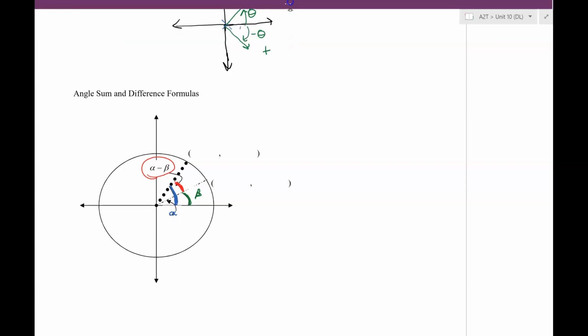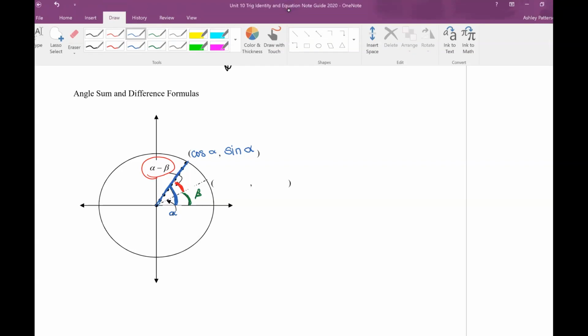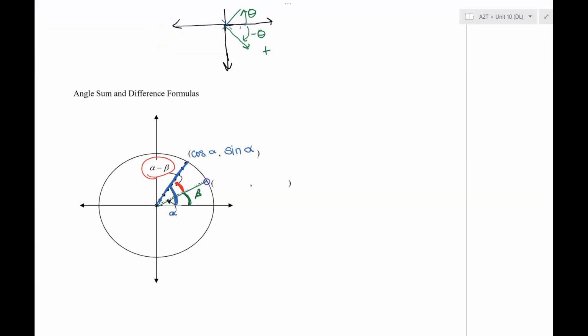Okay, well, look at the coordinates. If I'm here, for alpha, we know on the unit circle that this is going to be cosine alpha, sine alpha, because on the unit circle, x and y, right? We go over x units, up y units, which correspond to our cosine and our sine. Okay, so then for beta, which is the smaller one right here, this point is going to be cosine of beta, sine of beta.